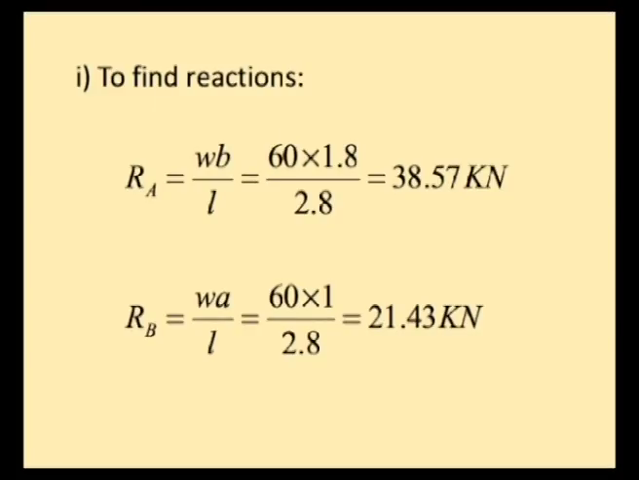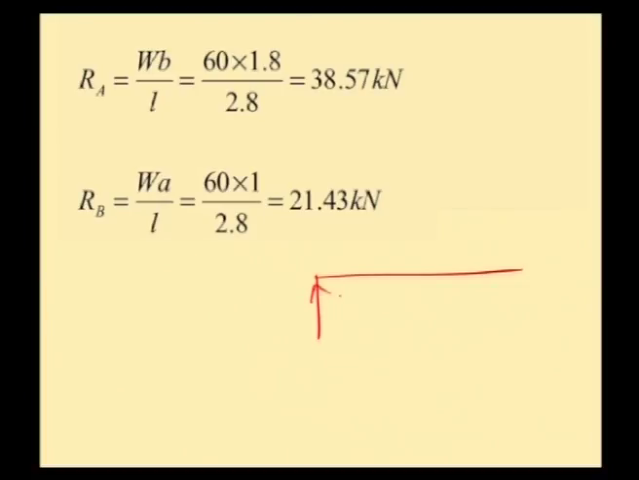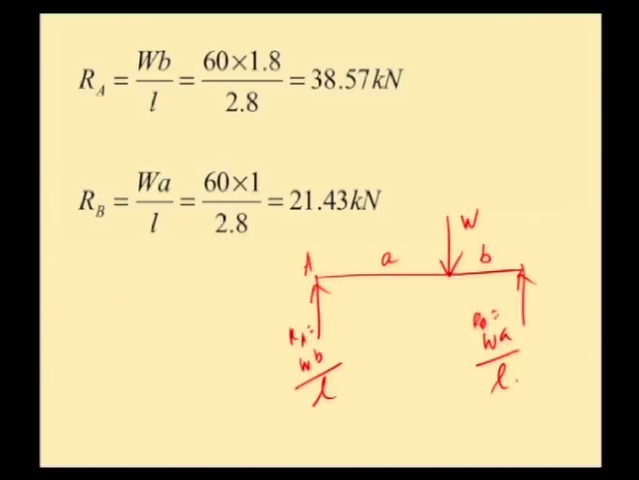Before proceeding we need to find the reactions at supports. In the earlier case, the problem being symmetrical, we found the reaction is W by 2 on either side. In case we have a non-central load, the reactions can be found using W B by L and W A by L. Say we have a simply supported beam and we have load W acting at distance A and this is distance B, then the reaction at A will be W B by L and the reaction at B will be W A by L.